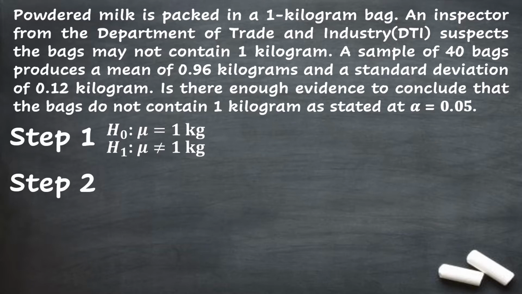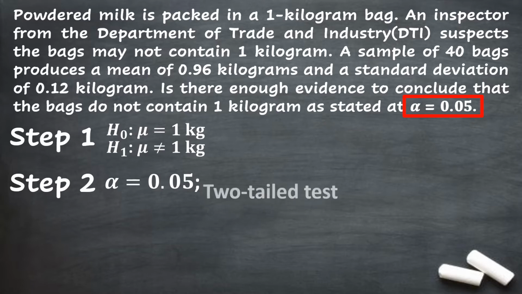tailed test. Level of significance, if you can see at the problem, it is already directly stated that the alpha level or level of significance is equal to 0.05. Then for us to identify if it is a one-tailed test or a two-tailed test, we have to check the alternative hypothesis. So going back to the alternative hypothesis, the mathematical symbol in the alternative hypothesis is not equal or an equal sign. So meaning to say, we have to use a two-tailed test, or this is under a two-tailed test.